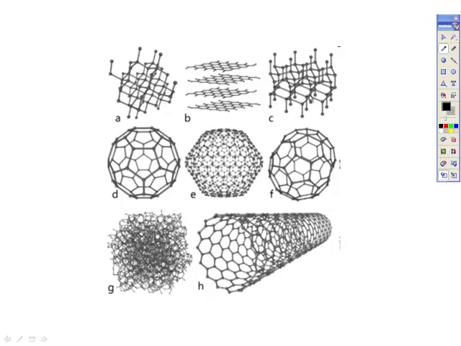Letter C looks like diamond again, but I'm not quite sure. This might be charcoal, just slightly different. These are your fullerenes or buckyballs. This is just kind of amorphous carbon all lumped together. And this is a carbon nanotube, which are starting to become a huge field, nanotechnology, nanotubes. You can see it's kind of a hollow structure. So some cool stuff to do with carbon.